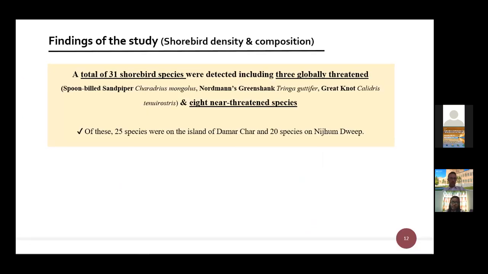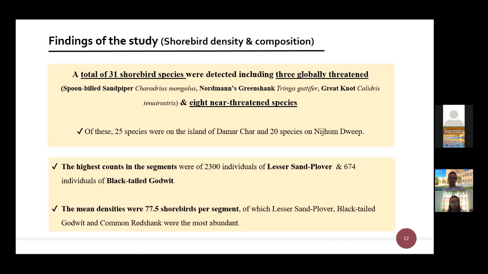So what are the findings of this study? At the end of the period, a total of 31 shorebird species were detected, including 3 globally threatened species like spoon-billed sandpiper, Nordmann's greenshank, and great knot, along with 8 near-threatened species, including black-tailed godwit, bar-tailed godwit, Asian dowitcher, and so on. Among these 31 species, 25 species were on Domachor and 20 species were on Nichundik, and most of the globally threatened and threatened species were found only on Domachor compared to Nichundik Island.